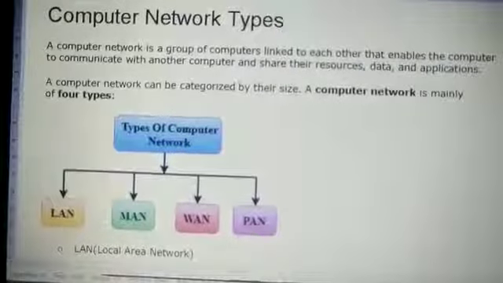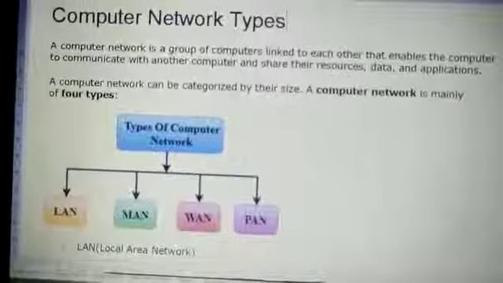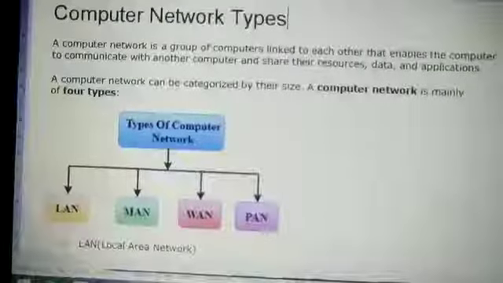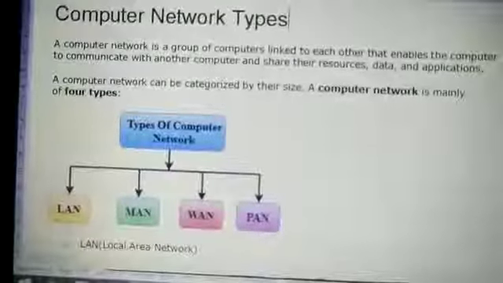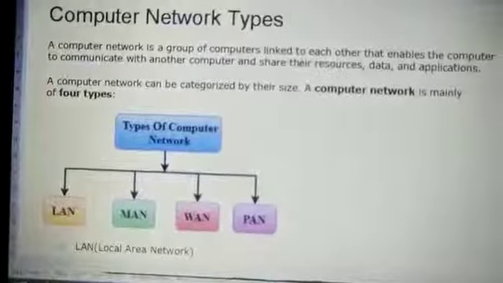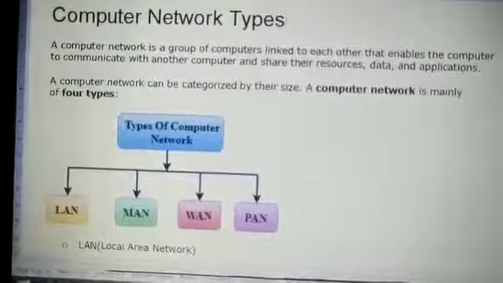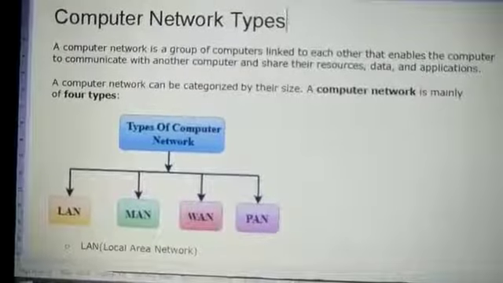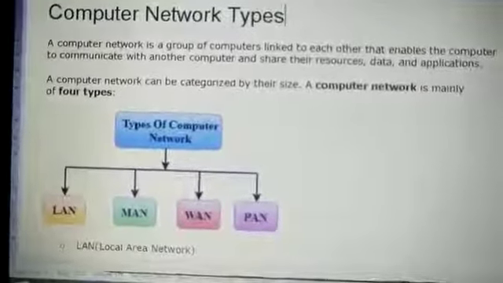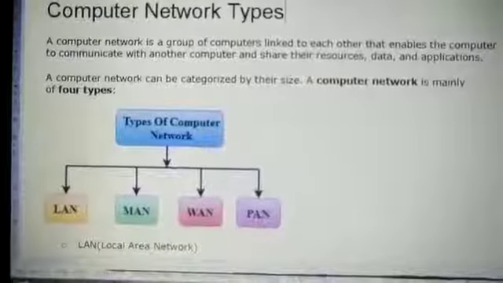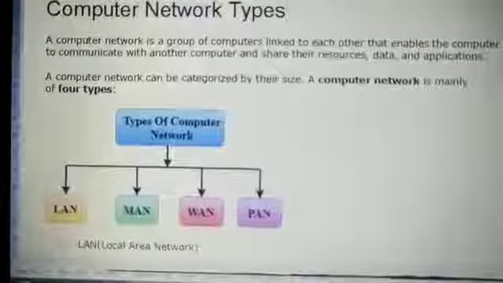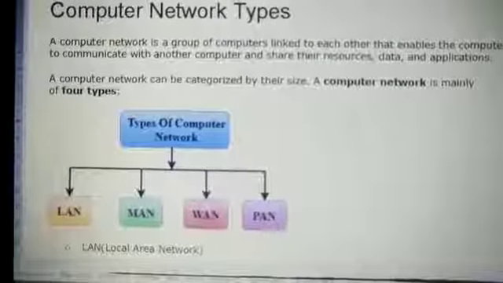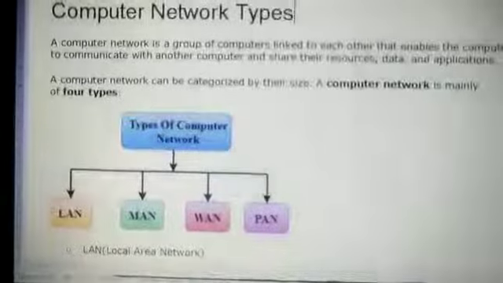So depending upon these features, how can we categorize them? Mainly depending upon the size, we can categorize it. There are mainly four types of computer networks, depending upon the size of the network. So what are those? There are four. Number one is LAN, number two is MAN, number three is WAN, number four is PAN.